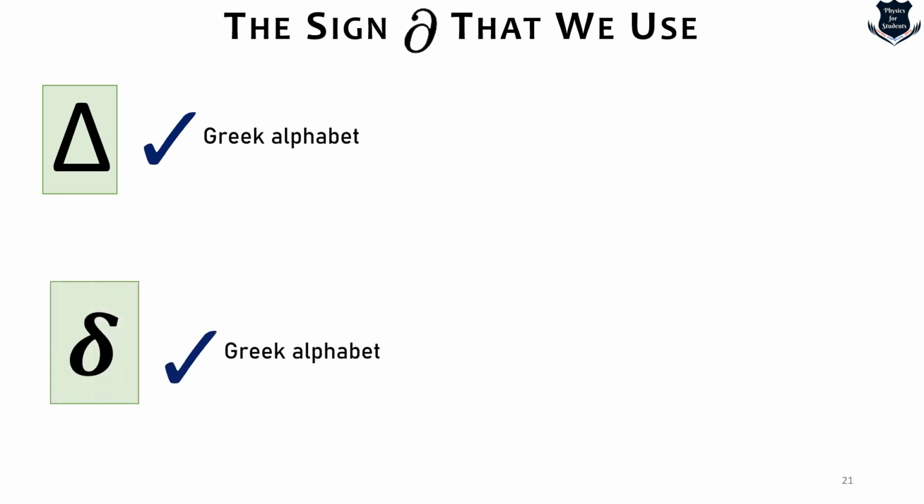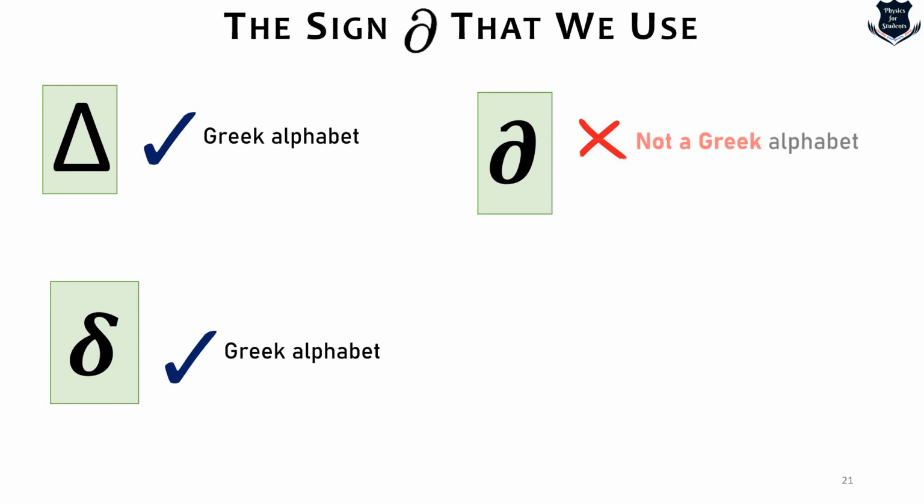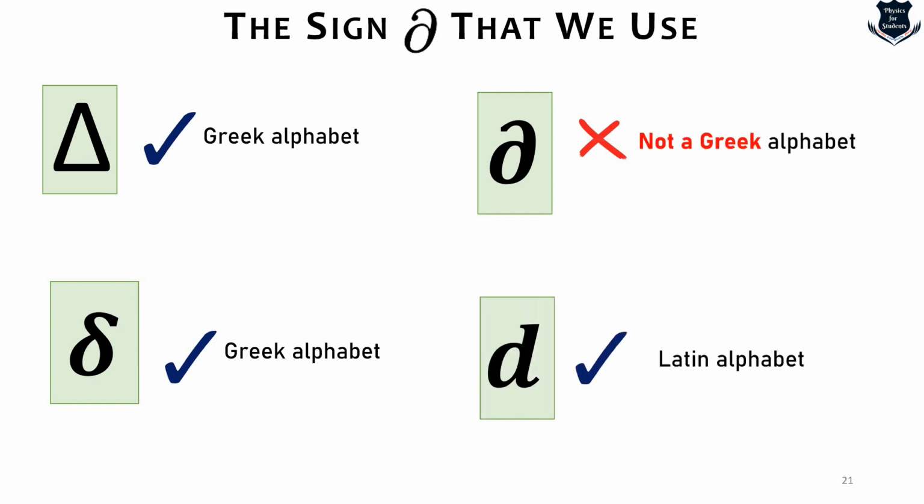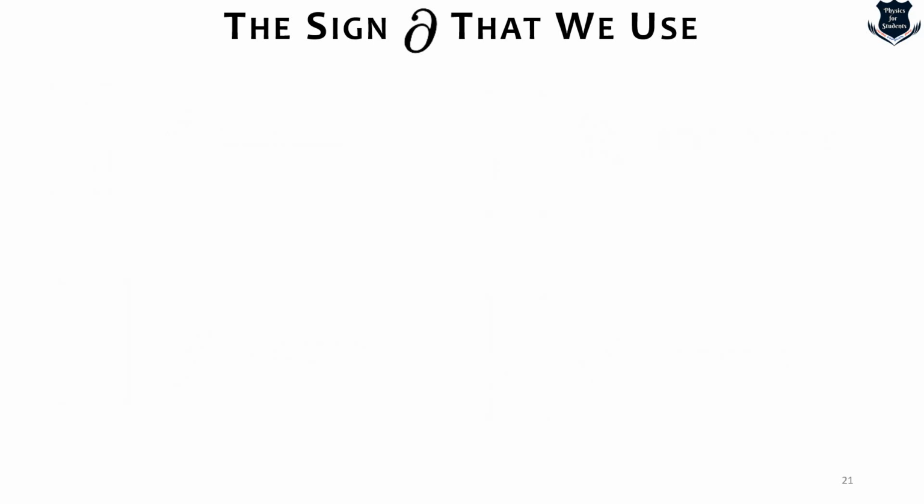This is a Greek alphabet. This one is also a Greek alphabet, but this is actually not a Greek alphabet. And this is D, which we already know as a Latin alphabet. Now what do I mean by not a Greek alphabet? Let me explain in the next part of the video.